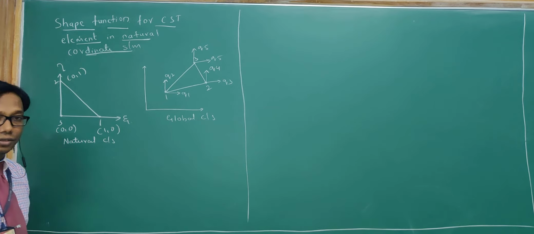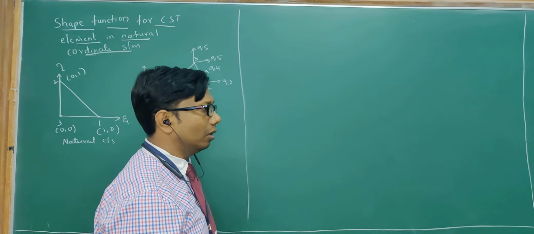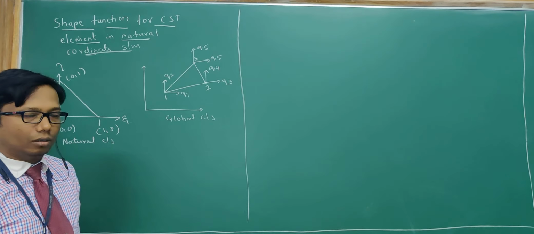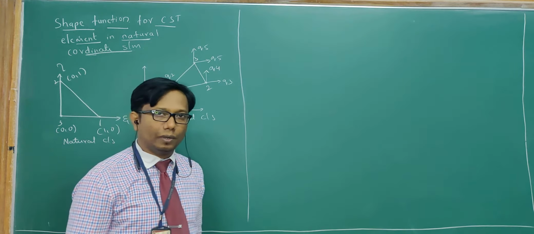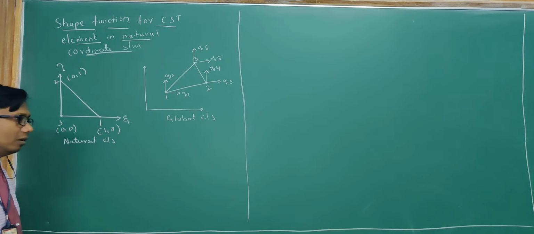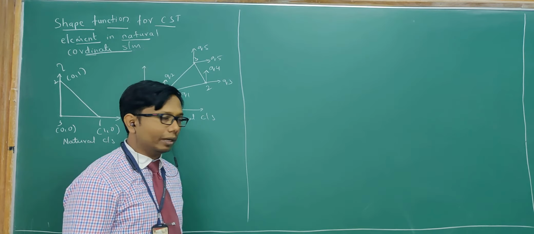In this particular session, today we'll be starting with the fourth unit, that is the higher order elements like the CST element, quadrilateral element, and axisymmetric element. So in the previous video, we have seen how to find out the shape function of a quadrilateral element.